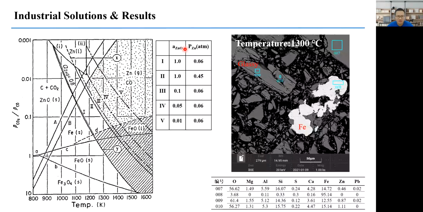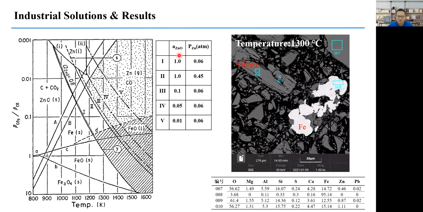So how does the industrial solution work? As I have already mentioned, we should play this game in this area. So the iron should stay as ferrous oxide, and we should have the zinc as vapor, and so does lead. So this is the place, and look at the zinc oxide activity in the slag, and also the zinc vapor pressure in the gas form.